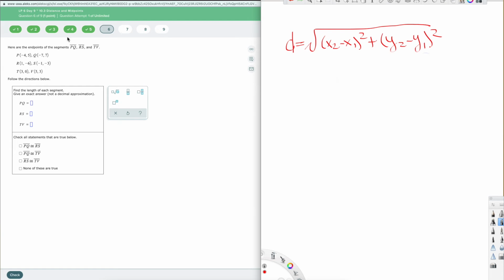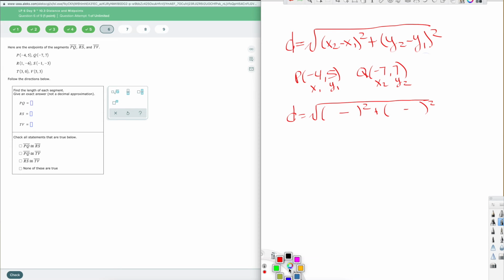Well, I need to know the distance of all 3. I'm going to have to do the distance formula 3 times. So I'm going to write these out. P is negative 4, 5, Q is negative 7, 7. So this is x1, y1, x2, y2. Adding those little labels definitely helps, because now I don't have to worry about which one is which. I can just grab them. So we have these minus these, and let's fill this in with x2 and x1, and y2 and y1.